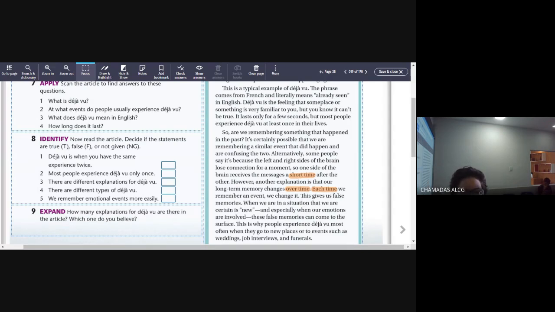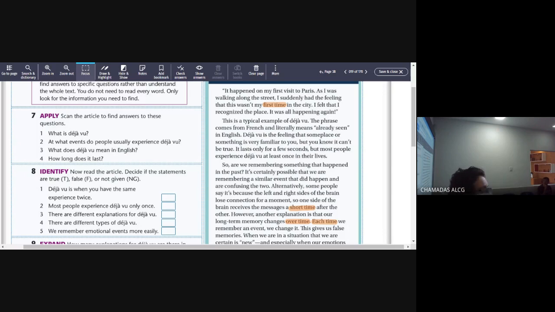So when we are in a situation that we are certain is new, and especially when our emotions are involved, it's there, okay? Now, what does déjà vu mean in English? That's easy. You don't need to read the text. It means already seen. How long does it last? Yes, only that. Oh, really?